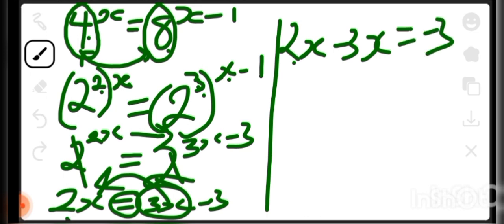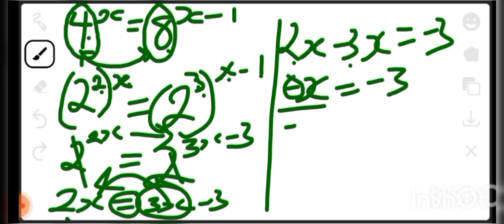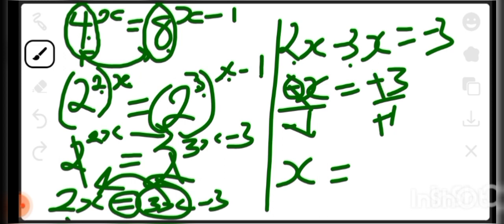So 2x minus 3x, that's minus 1x, because 2 minus 3 is minus 1. So we're going to have minus 1x, which is the same as minus x, is equal to minus 3. Next, to remove this negative sign, divide this side by minus 1, and also divide this side by the same minus 1. So we cancel this. x will now be equal to minus 3 over minus 1, which is 3. So that is the answer to that.